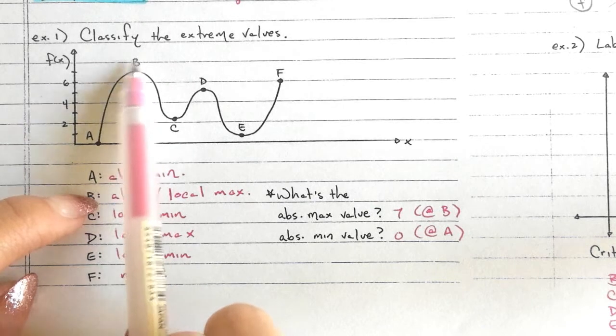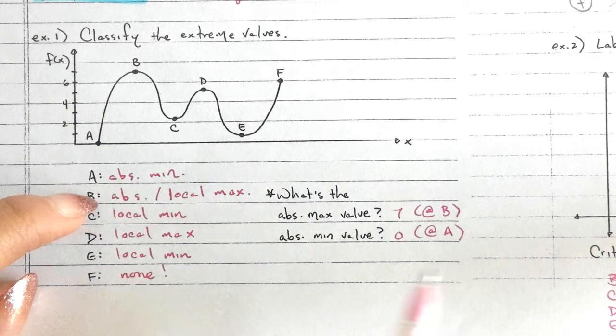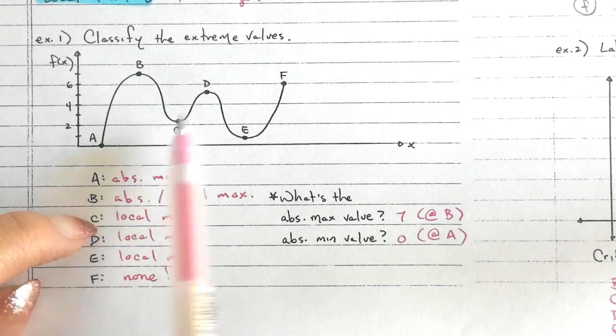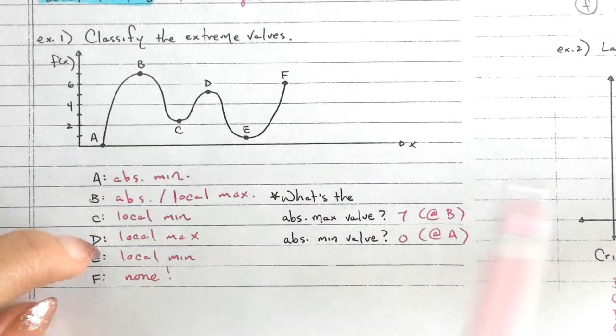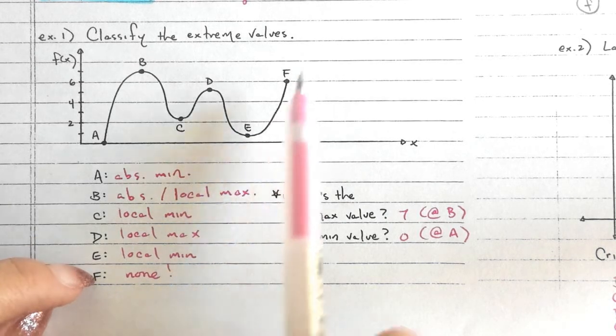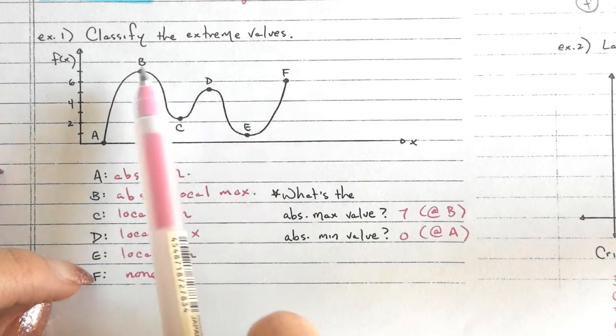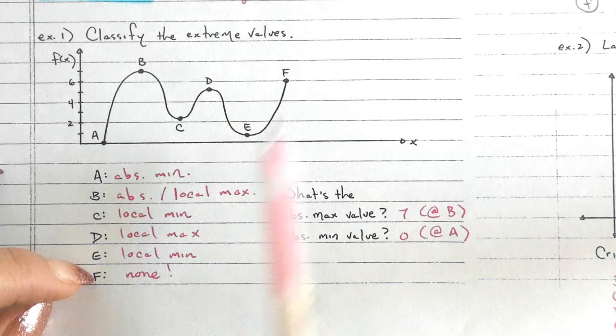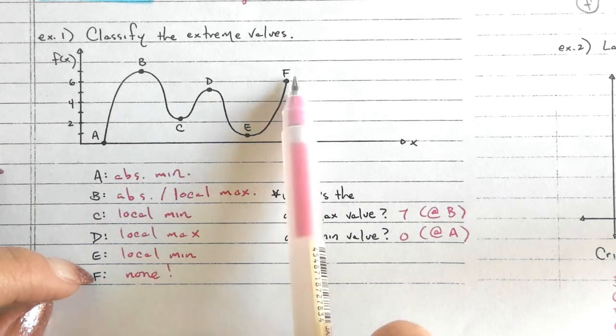B is our absolute max, and it's a local max. C is just a local min. D is the top of a hill, so local max. E, bottom of a valley, so that's a local min. And then F is nothing because B is higher, so it's not an absolute max. And it's not a local max because it doesn't go up and then back down.